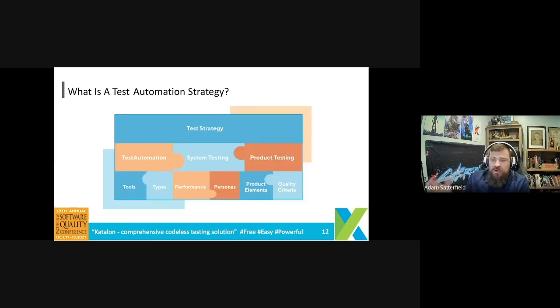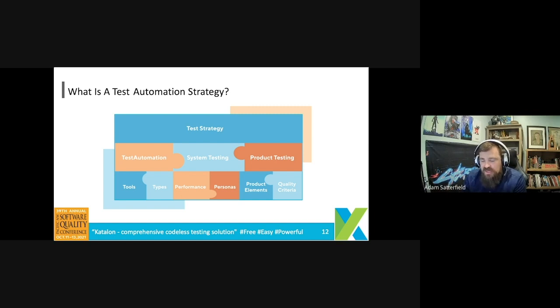Because really what it all is, your test automation is simply a piece of your testing strategy that has all of these various bits in here: your tools, types, performance, your quality criteria. And it sits on the same level as your other system testing, your NFR, your non-functional requirement testing, so your performance testing, where you're using a lot of the same data points to drive into the answer of what do we automate, how do we automate it, what technology makes the most sense. But you should be answering or have the ability to answer a lot of those same types of questions for your system testing and your product testing as well.